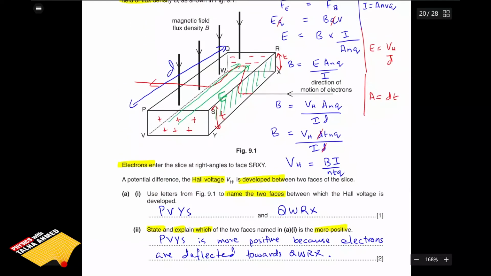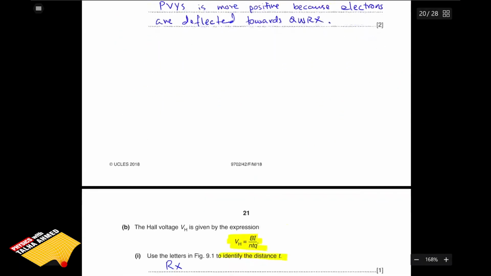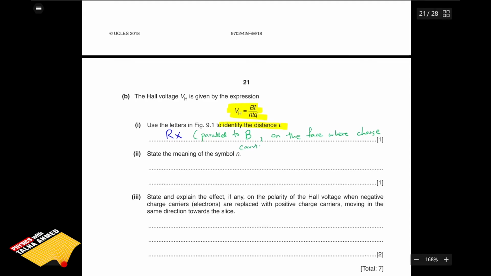But then which T are you going to take? The vertical one or the horizontal one? That could also lead to confusion. So always remember that this T is the one which is parallel to the magnetic field lines. The magnetic field lines are vertical, therefore the T is also going to be the one which is vertical. Secondly, you can also remember that it is perpendicular to the direction of the movement of electrons, and it's on the same face from where the electrons enter. So remembering those two things, you can narrow down your dimensions to the one which you have to identify.